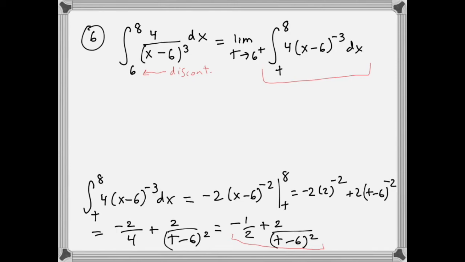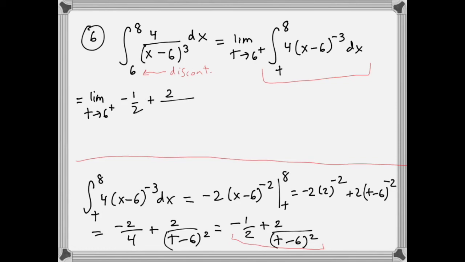So I'm going to now take the limit. So this is going to equal the limit as t goes to 6 from the right of negative 1/2 plus 2 over t minus 6 squared. So I want you to think about what happens as t goes to 6 from the right. It actually isn't going to end up mattering because we're squaring it. It doesn't matter if what we're squaring is slightly positive or slightly negative, because if you plug in t going to 6 from the right, then that means it's a little bit bigger than 6, and so the guy on the bottom is a little bit bigger than 0.